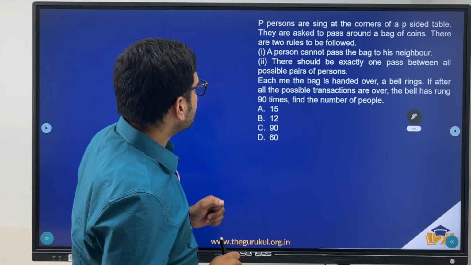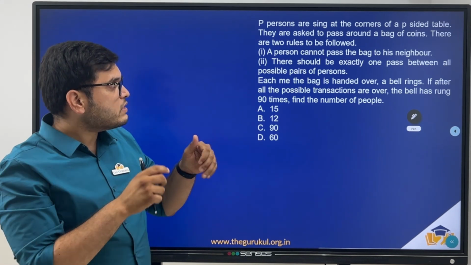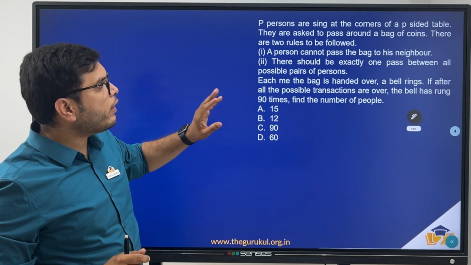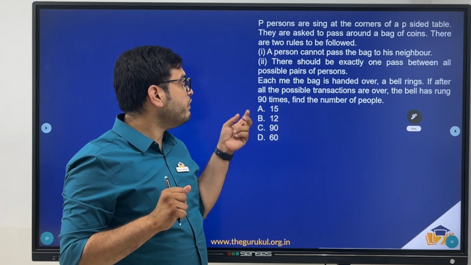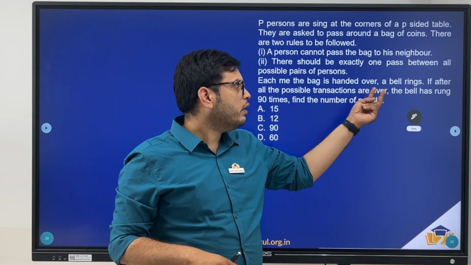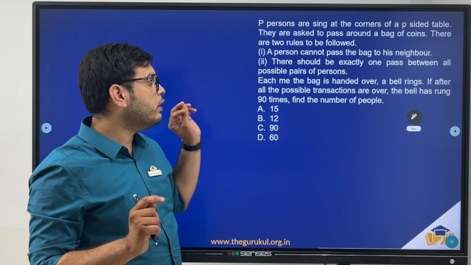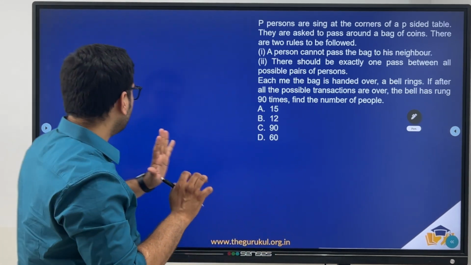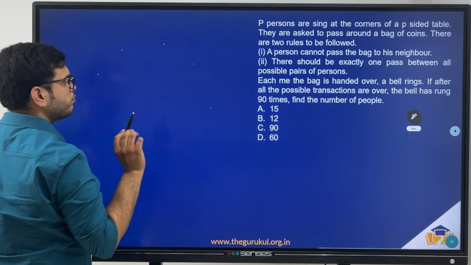Now coming to the second question, P persons are sitting at the corners of a P-sided table. They are asked to pass around a bag of coins. There are 2 rules to be followed. A person cannot pass the bag to his neighbor. There should be exactly 1 pass between all possible pairs of persons. Each time the bag is handed over, a bell rings. If after all the possible transactions are over, the bell has rung for 90 times, we are asked to find the number of people. Now, let me consider that there are P people.